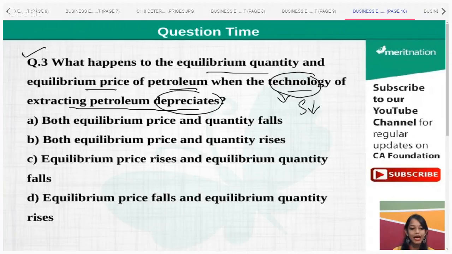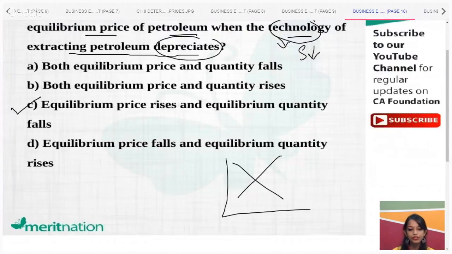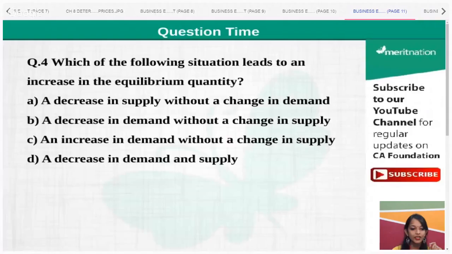C. Absolutely correct. Why, guys? Simply use the graphs again, okay? Anytime such a question occurs, use the graph. This is your demand, this is your supply, and supply is falling. Obviously, I can clearly see price moves upwards and quantity moves towards the left. Means quantity falls and equilibrium price rises. Absolutely correct. Awesome, guys. C is indeed the correct answer. Great. Well done. Okay, next question, everyone.